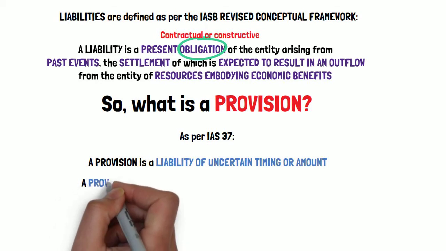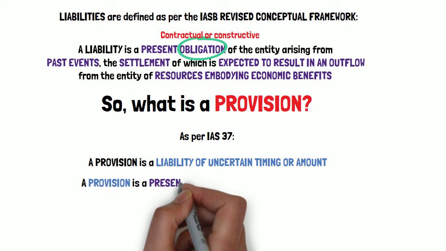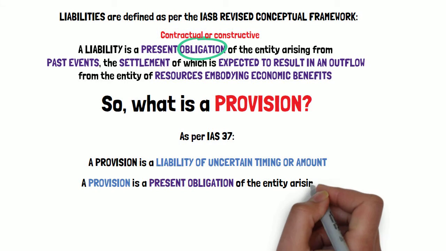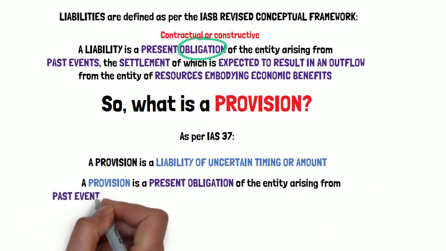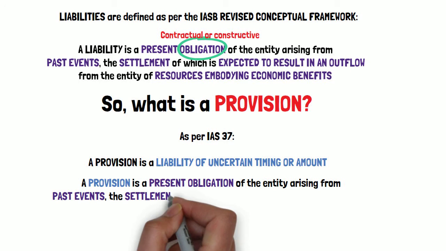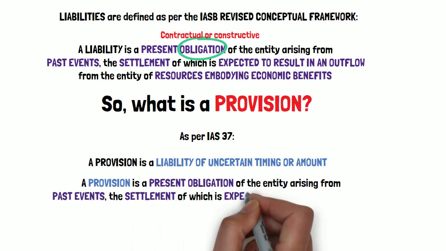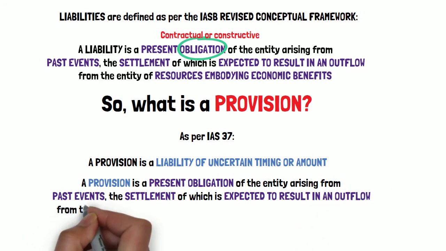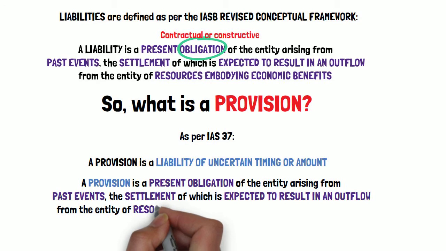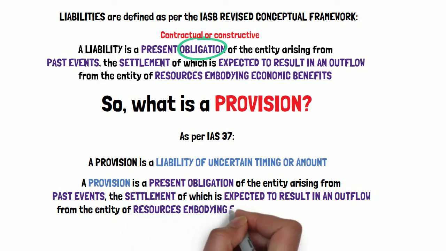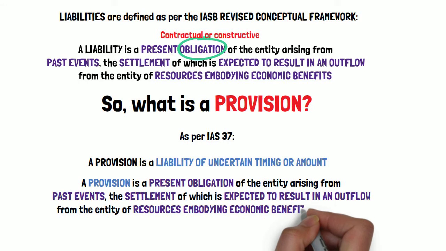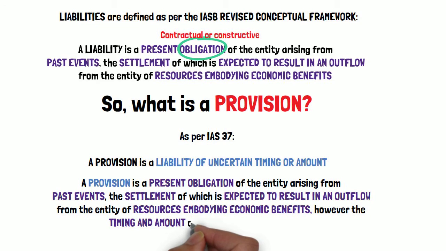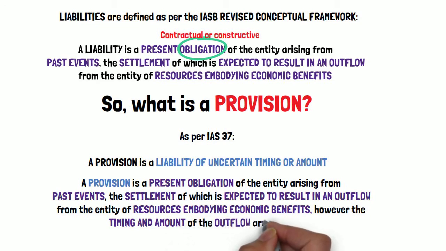So let's amalgamate the definition of a liability and a provision together. Therefore, a provision must be a present obligation of the entity arising from past events, the settlement of which is expected to result in an outflow from the entity of resources embodying economic benefits. However, the timing and amount of the outflow are uncertain. Okay, so that's the key last bit: the timing and amount of the outflow are uncertain.